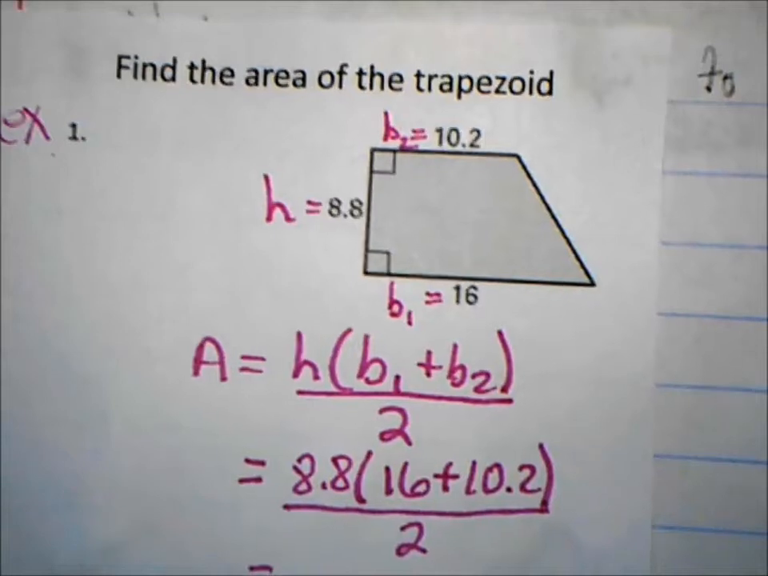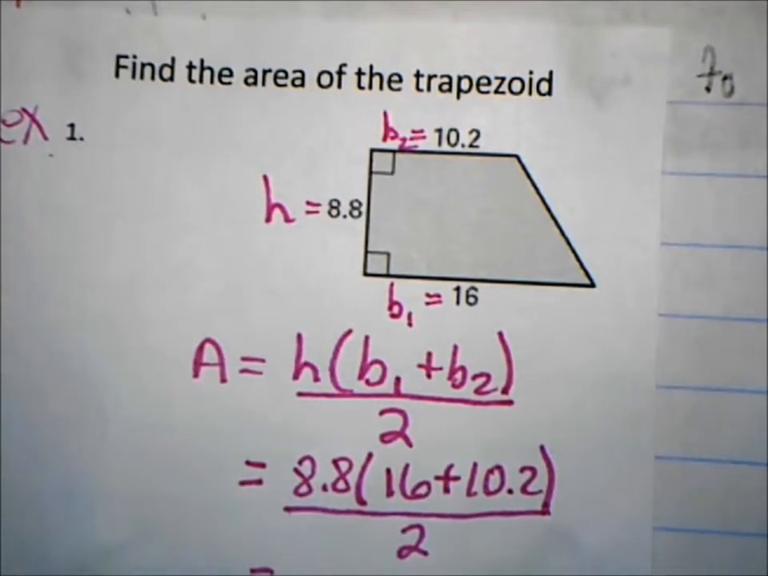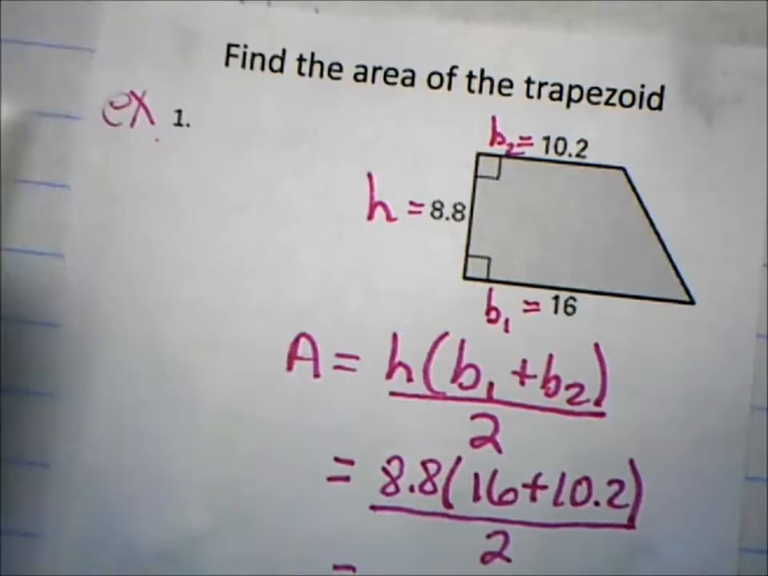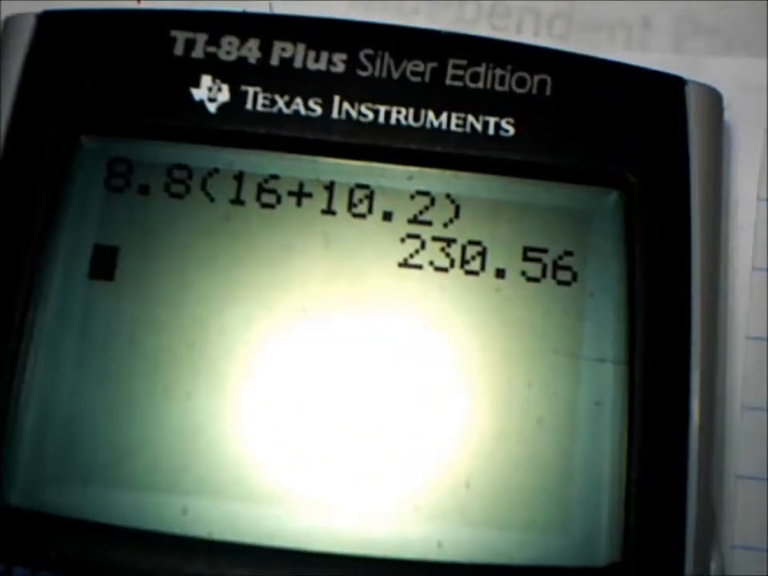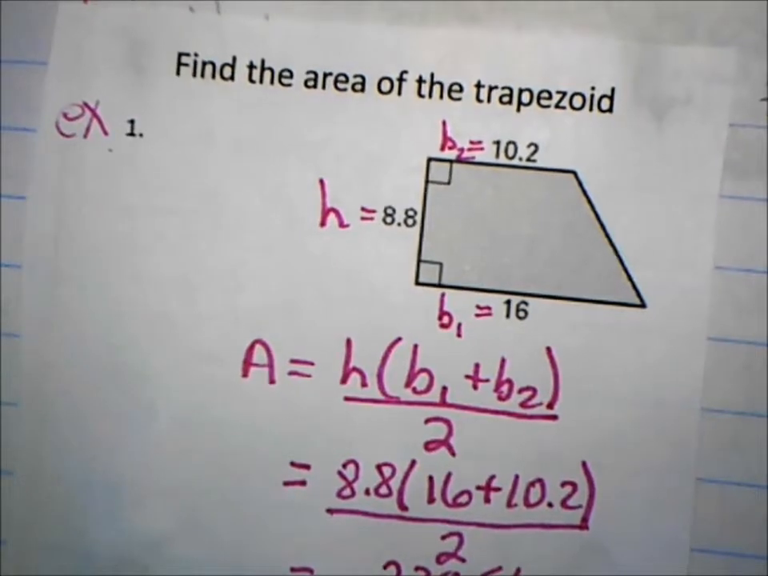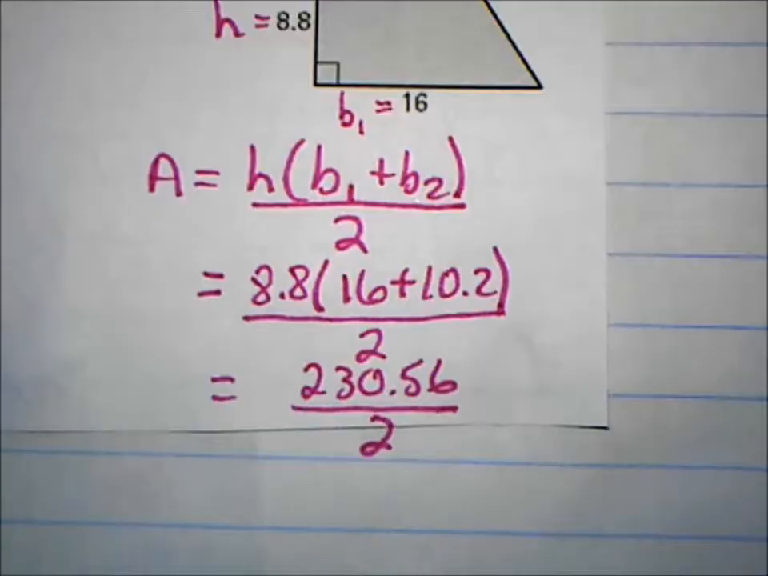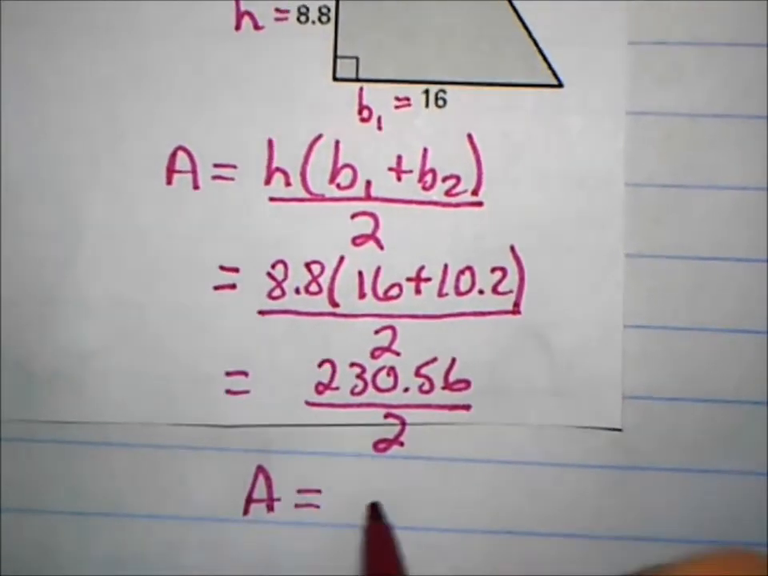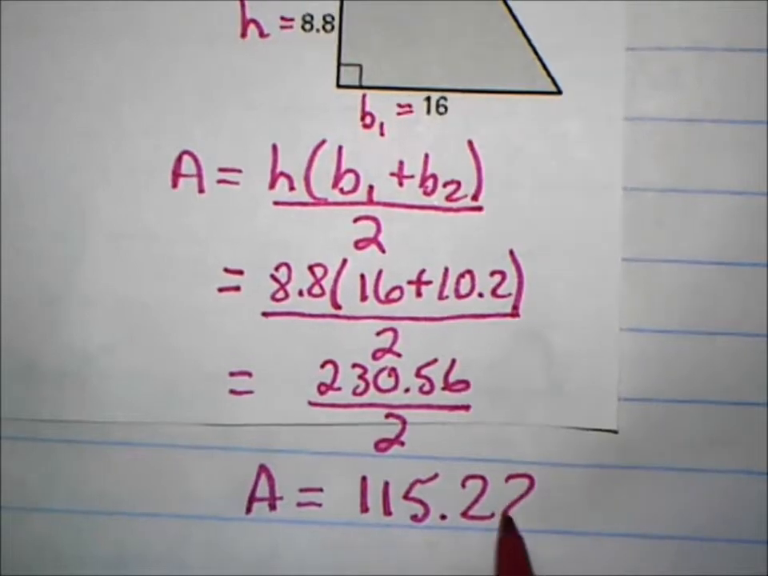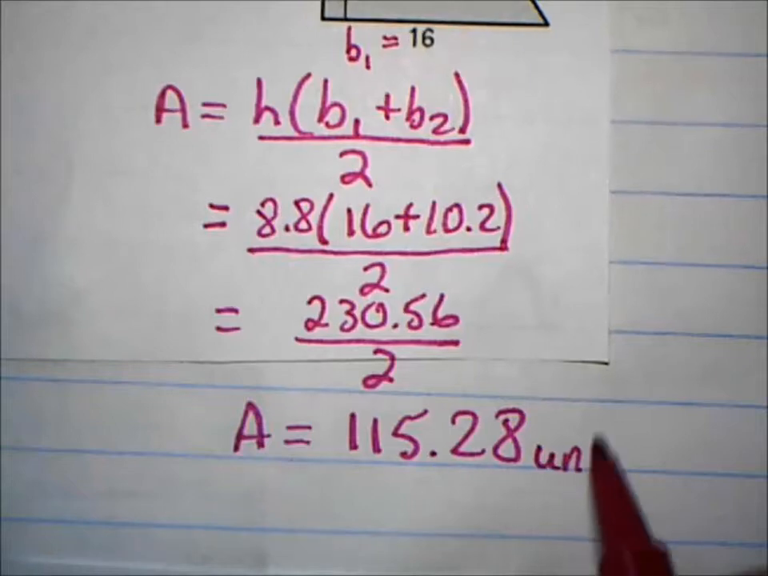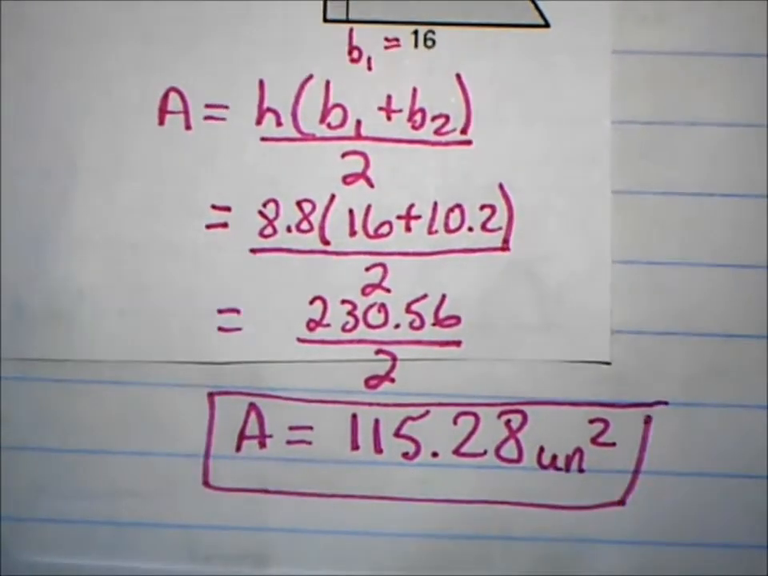I'll grab my calculator. I'm going to put the top in first: 8.8 times parentheses 16 plus 10.2. I'll put that all in my calculator, and I have 230.56. When I divide by 2, I come out with the area equal to 115.28. Do I have any units? No, no units, so that would be units squared for my answer.